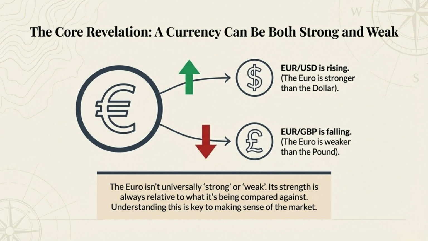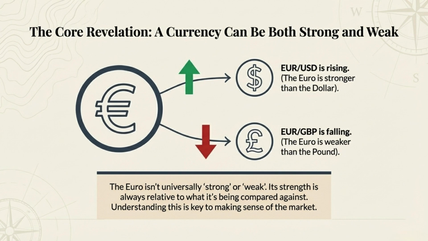Let's use the scenario from the sources to make this crystal clear. Imagine you open your trading platform, it's morning, and you see two things happening that seem to completely contradict each other. First thing you notice, EURUSD is spiking higher, aggressively. Based on what we just discussed, that means the euro is getting stronger than the US dollar. The euro is winning that specific fight.